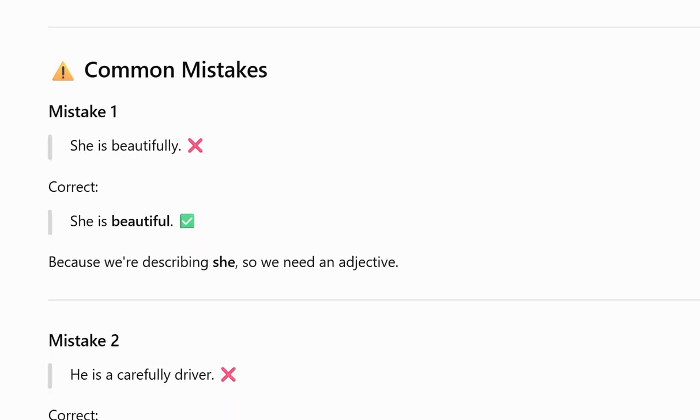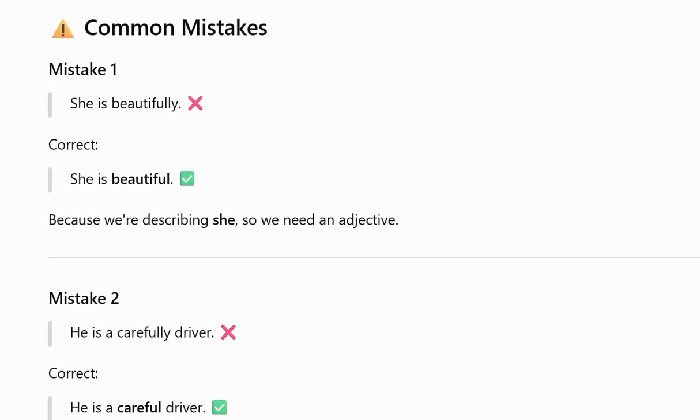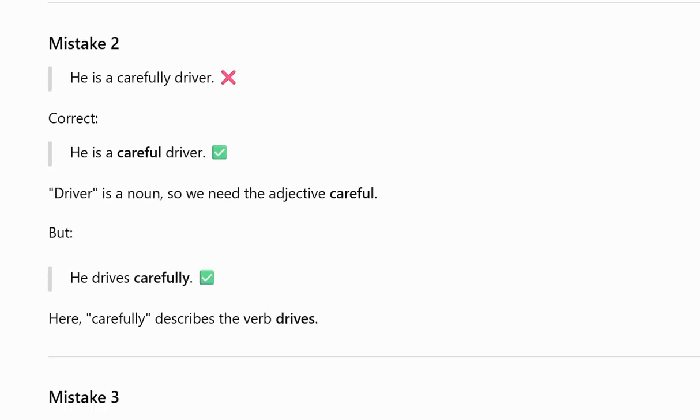Common mistakes. Mistake number 1: She is beautifully. That's incorrect. She is beautiful is correct because we are describing she, so we need an adjective. Mistake number 2: She is a carefully driver. That's incorrect. She is a careful driver. Driver is a noun, so we need the adjective careful. But he drives carefully. Here, carefully describes the verb drives.